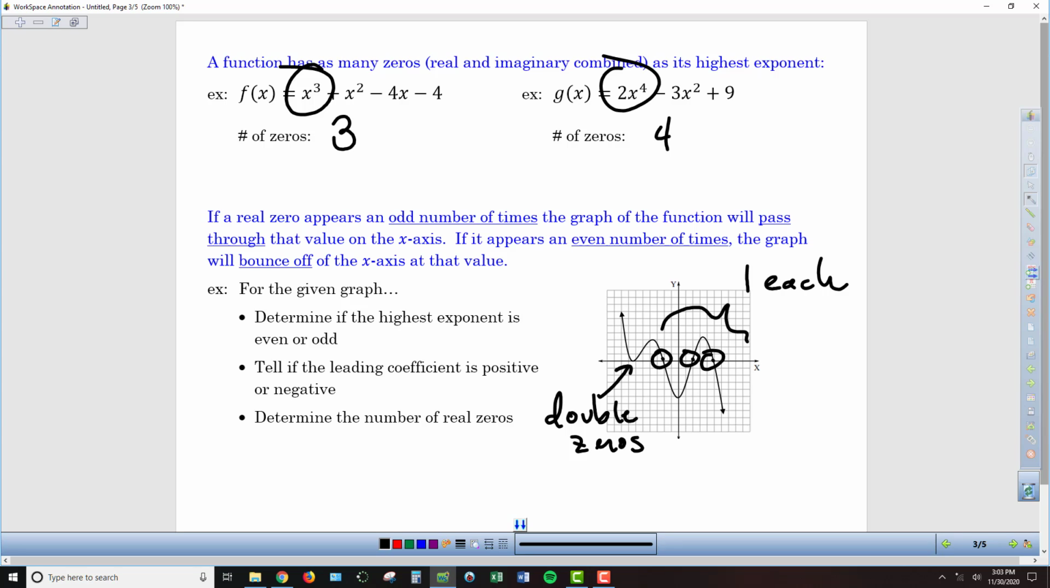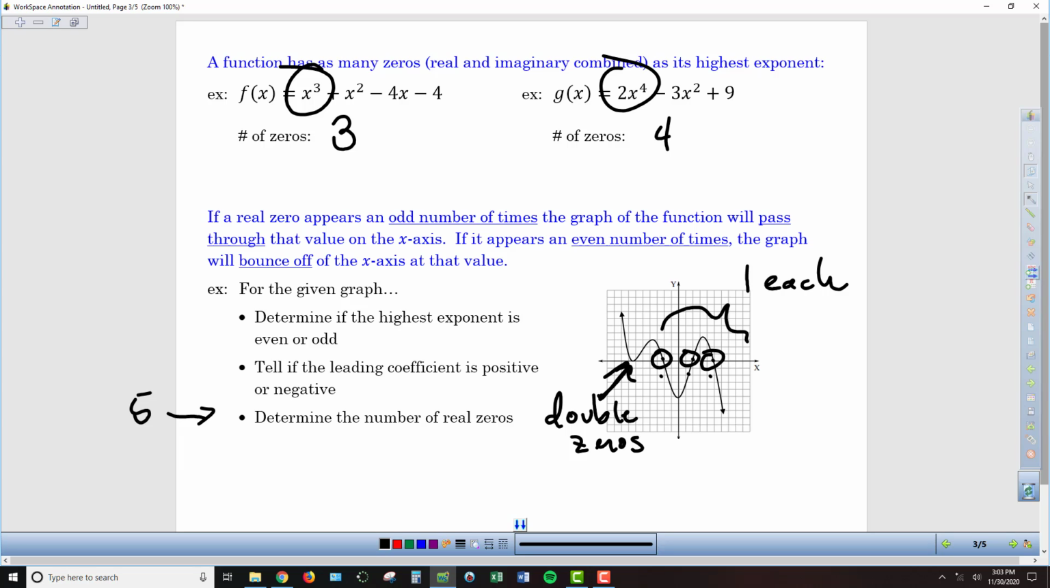And so we would count that location twice if we were trying to total up the number of zeros, like we're asked to right here. If we wanted to determine the total number of zeros that this function has, we'd count this 1, 2, and then 3, 4, 5. So we'd say that we have a grand total of 5 zeros for this function.